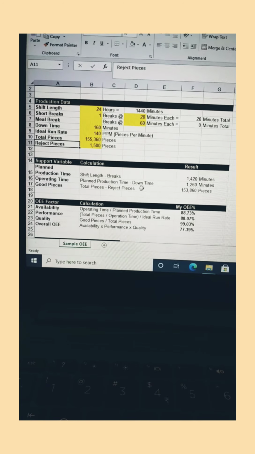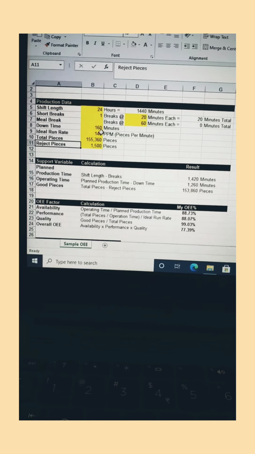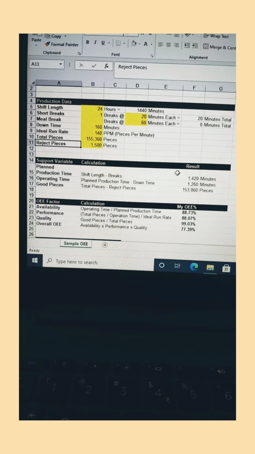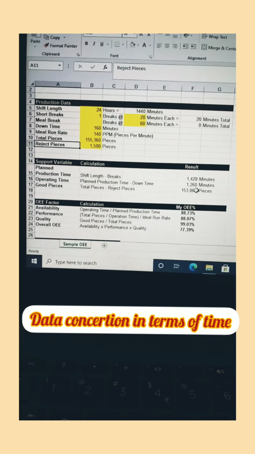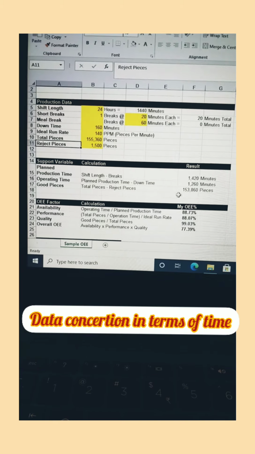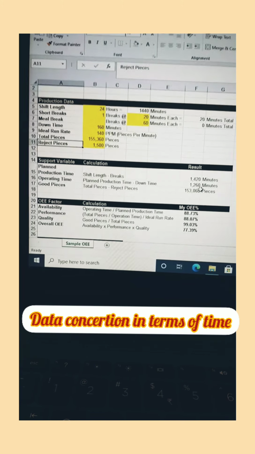So what is the operating time? Planned production time minus the downtime. As I have downtime of 160 minutes, from planned production 1420, I deduct the 160 minutes, and the operating time comes to 1260.